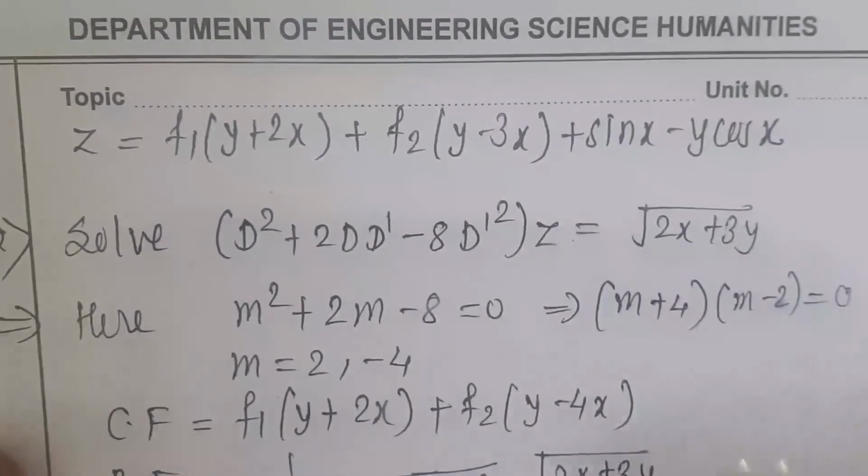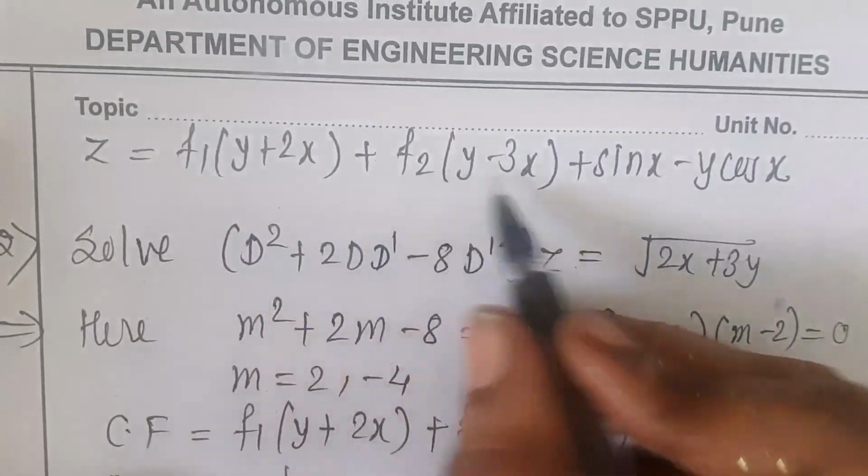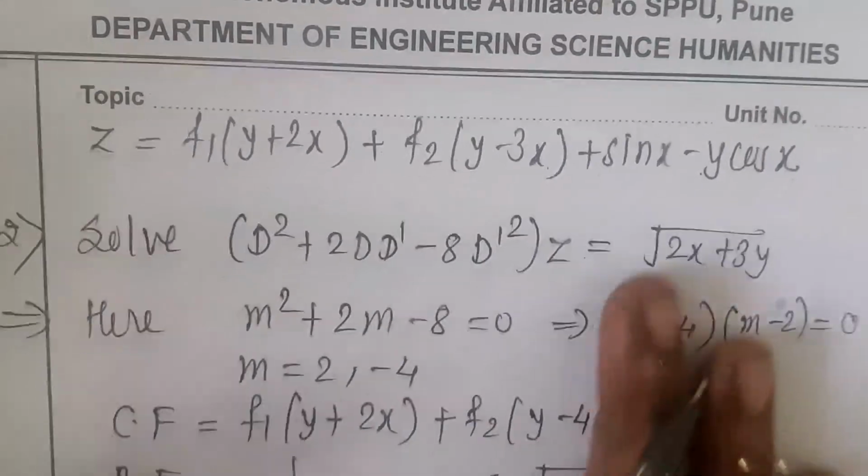So the complete solution is z is equal to f1 of y plus 2x, f2 of y minus 3x plus sin x minus y cos x.